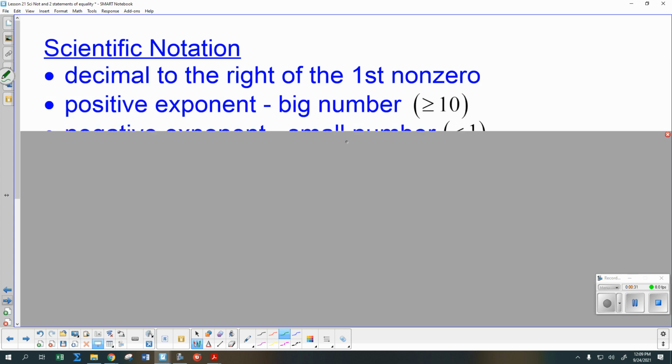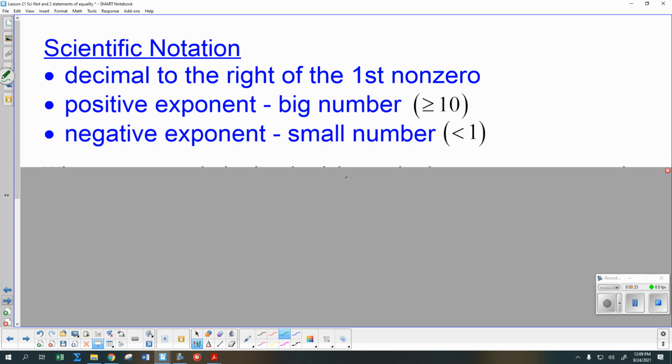So you guys did a good job remembering that we're going to use these for really big numbers and really small numbers. When it's a really big number, we're going to have 10 with a positive exponent. And when it's a really small number, we're going to have 10 with a negative exponent. We're looking for some coefficient number times 10 to some power.